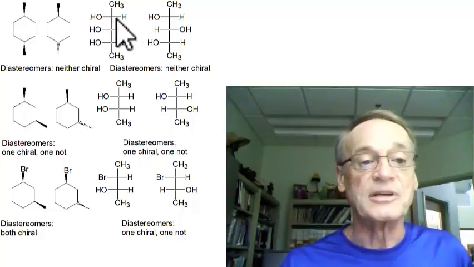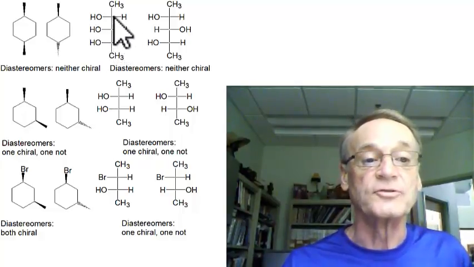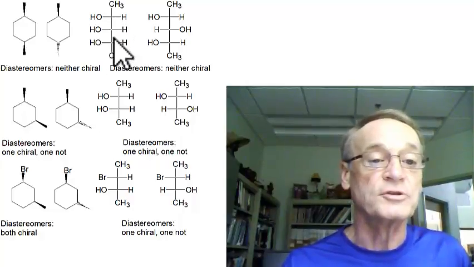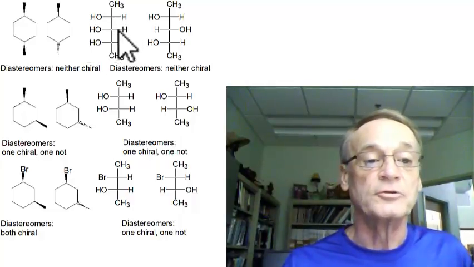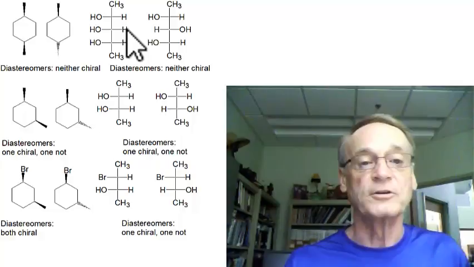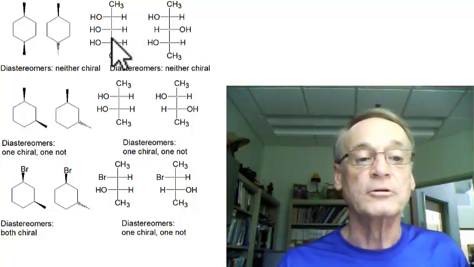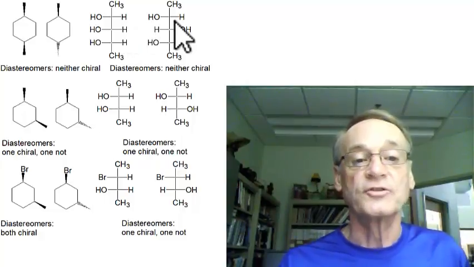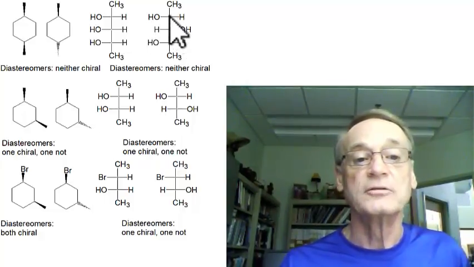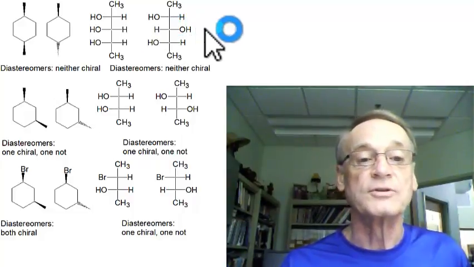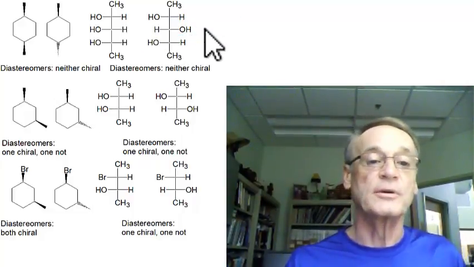Now, question, is this a meso compound? And the answer is yes, because it does have a chiral carbon, and another chiral carbon that reflects the mirror image of it. So it has a plane of symmetry, and therefore it's achiral. So the definition of meso compounds is the molecule is achiral, but has chiral carbons within it. This also is a meso compound because it has chiral carbons, this one and this one, but has a plane of symmetry, so it's not chiral itself, so therefore it's a meso compound.